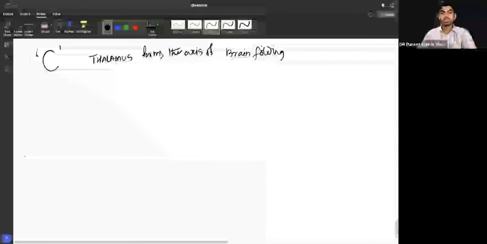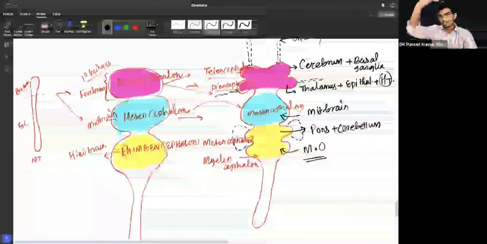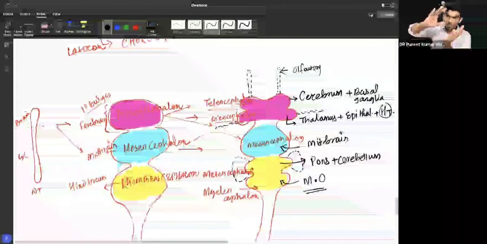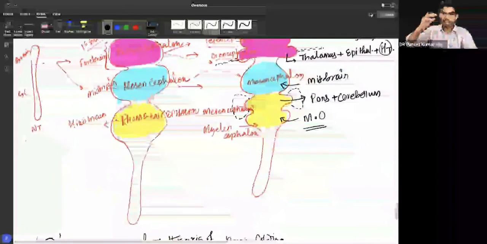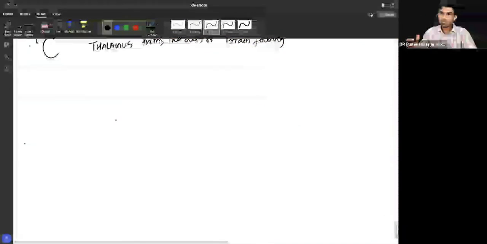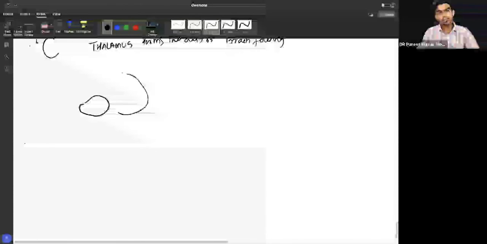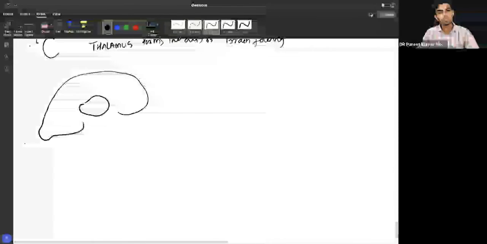Okay. After this, the brain was a single linear tube-like structure. Now the brain folds upon itself to form a C-like structure, and the thalamus forms the axis. Now, this is the thalamus. Upon this thalamus, the brain folds upon itself like this.